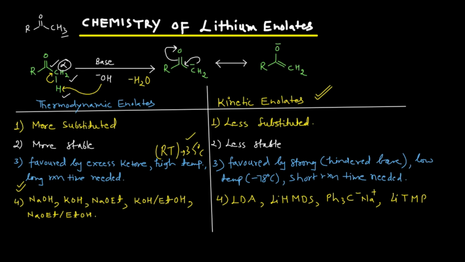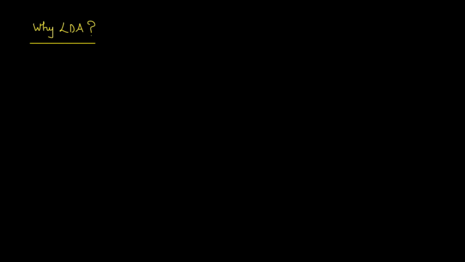So these combinations basically give the thermodynamic enolates, while these bulky, hindered, very selective strong bases will form the kinetic enolate. Please remember, this is something very important. Then you see how we can form the different kinds of enolates. It's quite easy. So first of all, why LDA? What is the meaning of using this LDA?